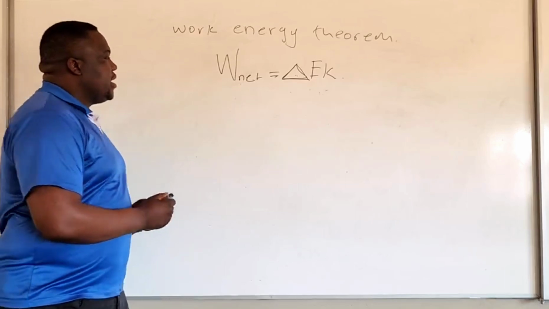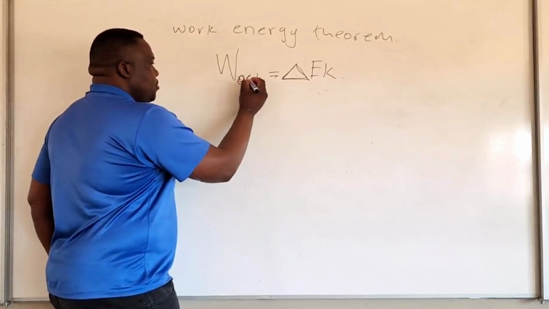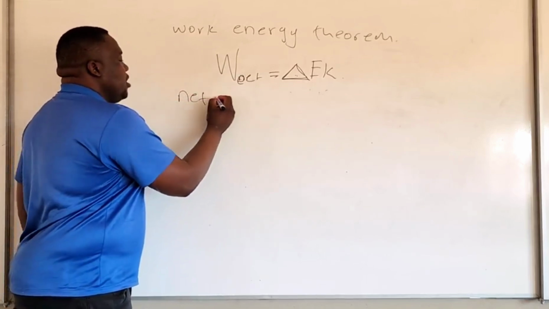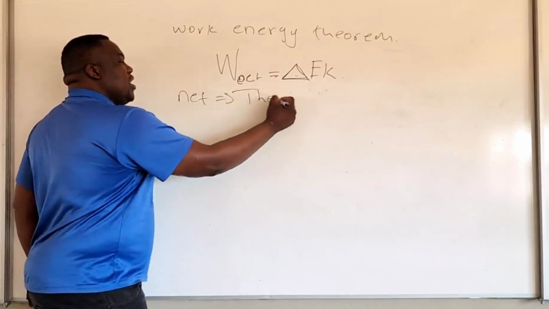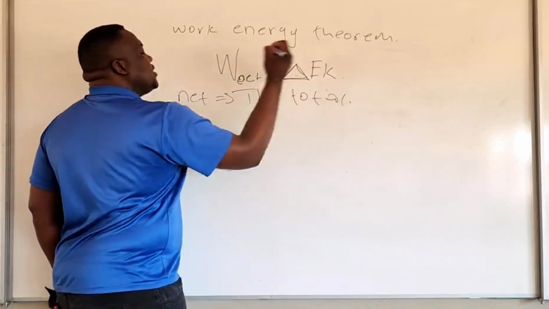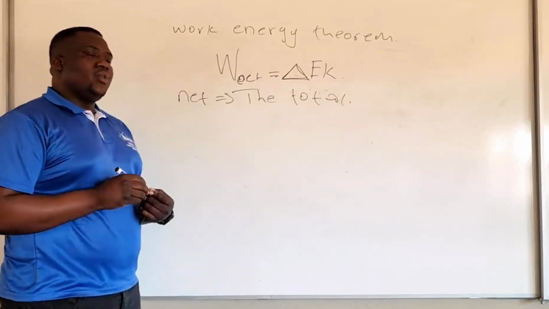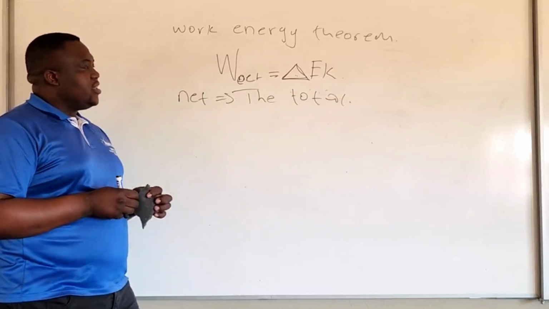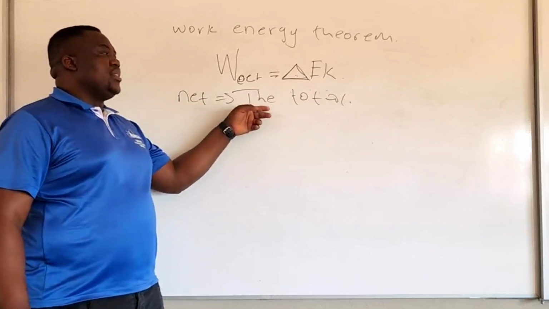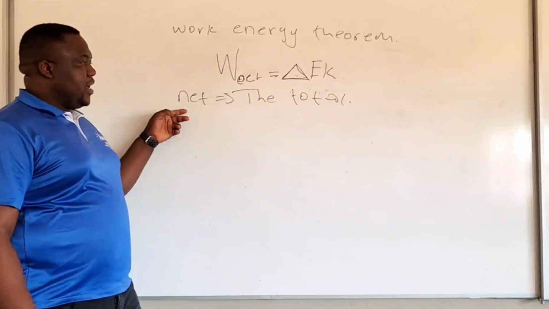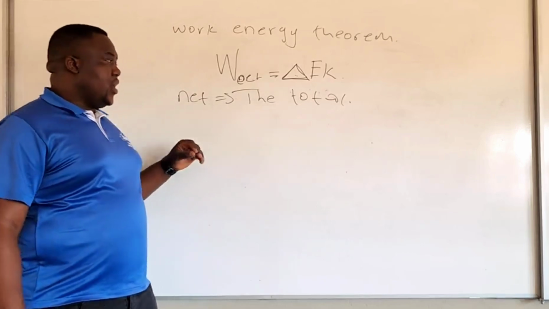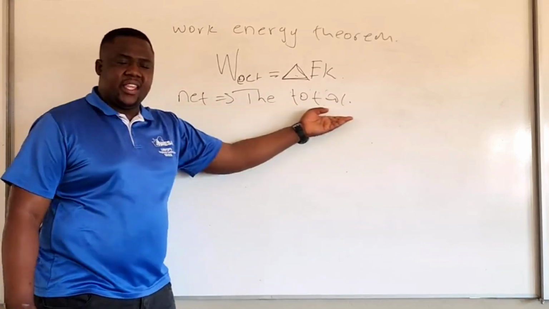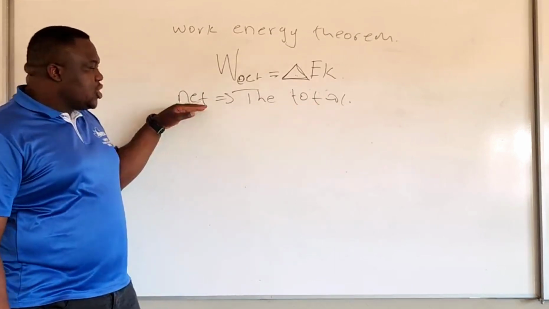What does the word net mean? The word net means the total. Net is total. We talk about net pay, the net salary, the net gain. The word net means the total. This is just an English explanation, not even physics. Net means total.